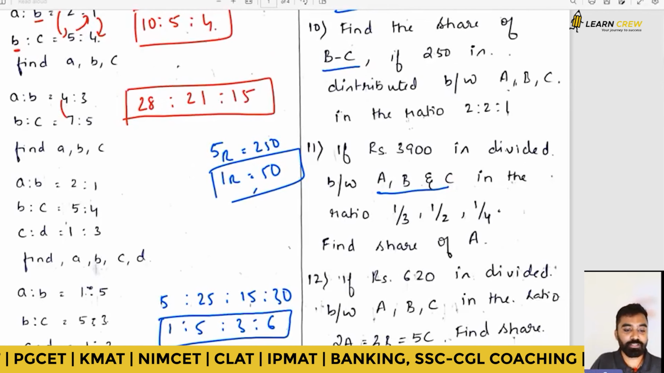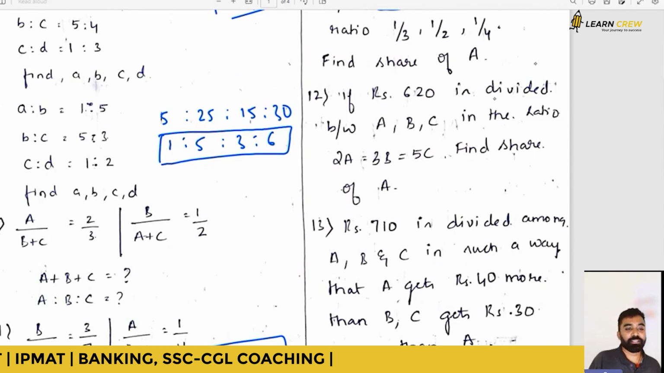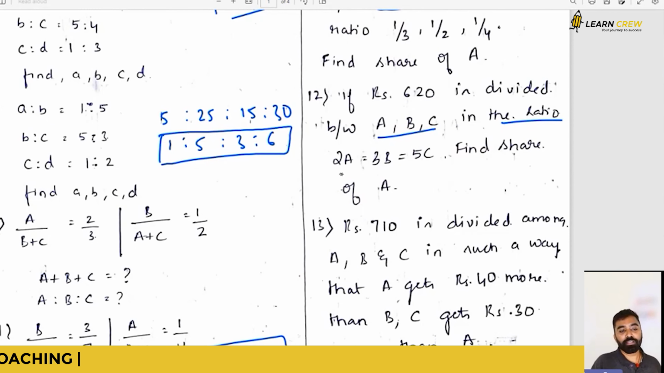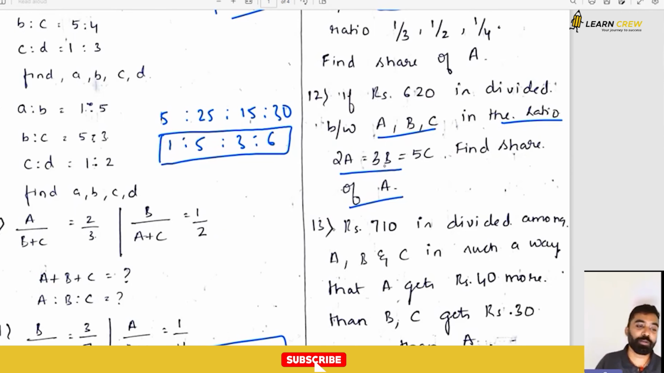Okay. 11th is done. 12th. If rupees 620 is divided between A, B, and C in the ratio 2A equal to 3B equal to 5C, then find the share of A. Now it is given in terms of equivalence. So how do you approach this problem?